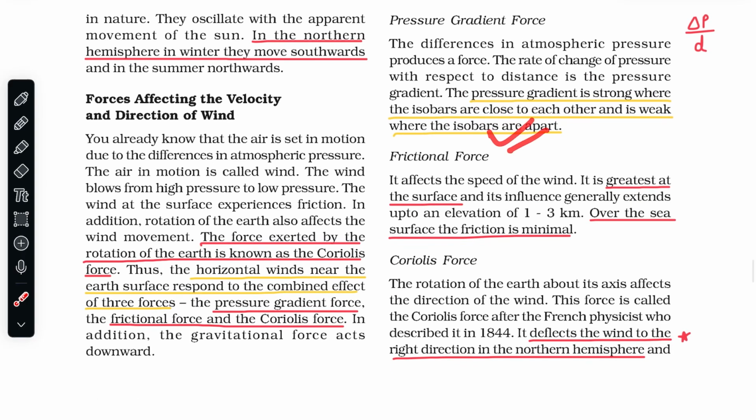Then the frictional force. It affects the speed of the winds. It is greatest at the surface, obviously because of different objects it encounters, and its influence generally extends up to an elevation of 1 to 3 kilometers. Over the sea surface, the friction is minimal.